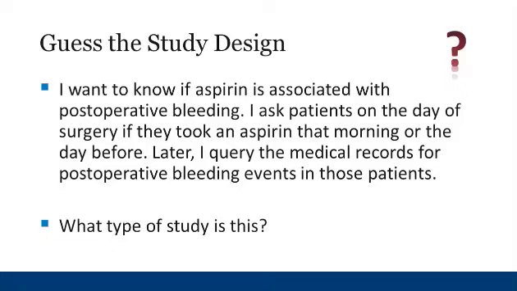So if you think about that, the key here is we're identifying our group by exposure to aspirin. So this is a cohort study, and it's actually a prospective cohort study because really we didn't know at the time that we identified these subjects and assessed exposure if they were going to have an event.